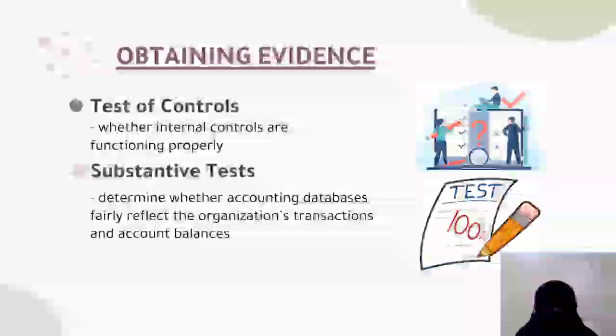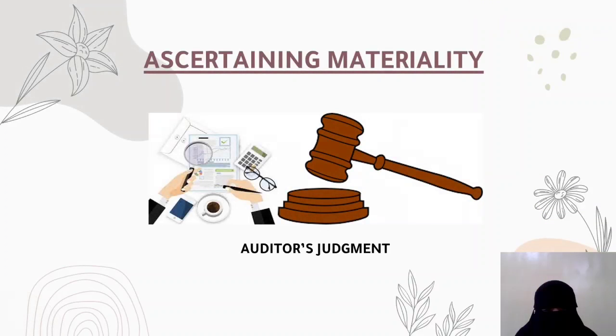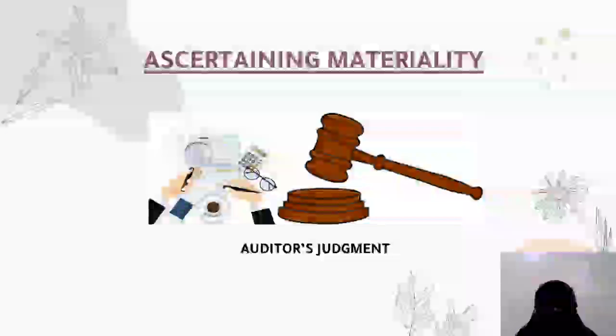Now, the auditor must determine whether weaknesses in internal controls and misstatements found in transactions and account balances are material. And this will be based on the auditor's judgment. In an IT environment, however, this decision is complicated further by technology and a sophisticated internal control structure.